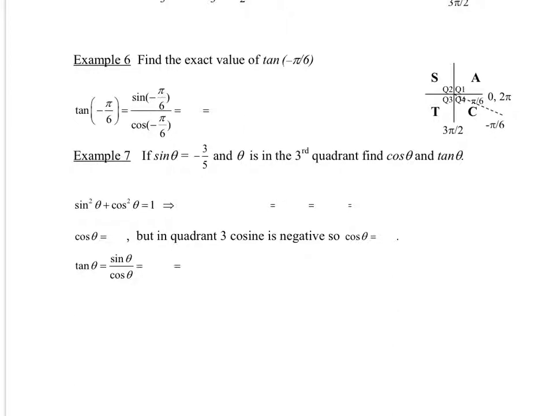If you imagine what the x and the y coordinates are down here, they're really just the same as they are up here, but the y coordinate is going to be negative down there, so the sine is negative. So we're going to have negative a half divided by root 3 over 2. Refer back to your unit circle if you can't remember this. And then that's all going to be equal to negative 1 over root 3.